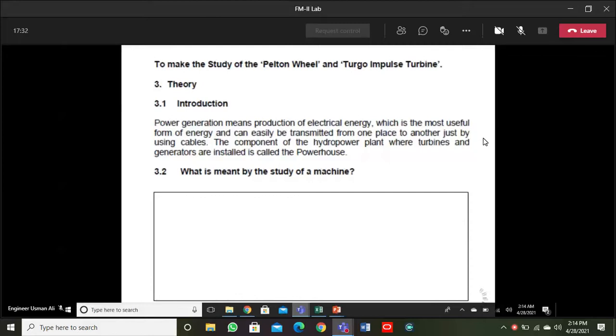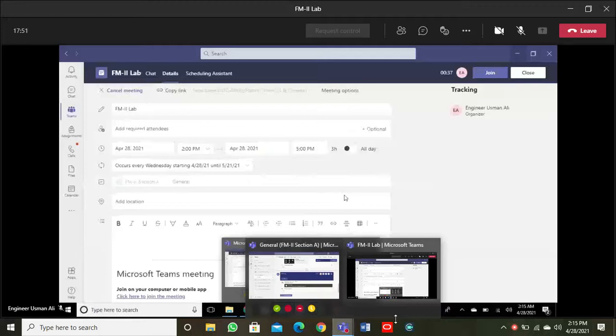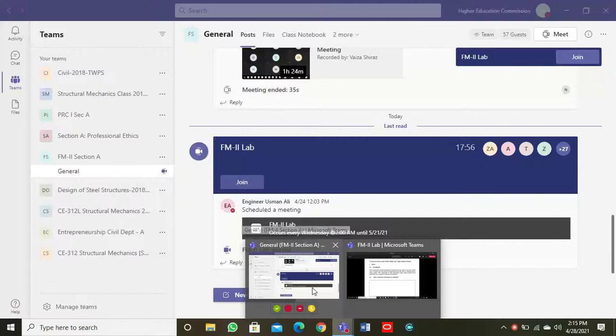So first of all, what is a turbine? Because we are studying turbines, you should know first of all what is a turbine. A turbine is a hydraulic machine which converts hydraulic energy into mechanical energy. Hydraulic energy is delivered to the turbine, which is available in the rivers and in the reservoirs in the form of head and discharge, whereas the rotation of the shaft of the turbine gives us the mechanical energy.